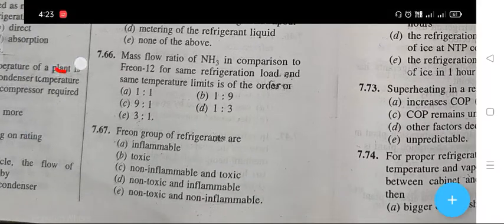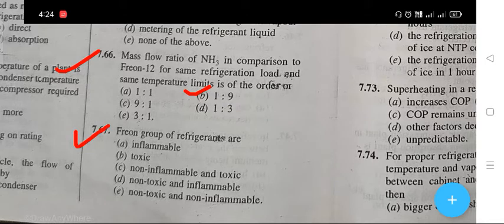The next question is, mass flow ratio of NH3 in comparison to Freon 12 for the same refrigeration load and same temperature limits is of the order of. The right answer is B, that is 1 is to 9.